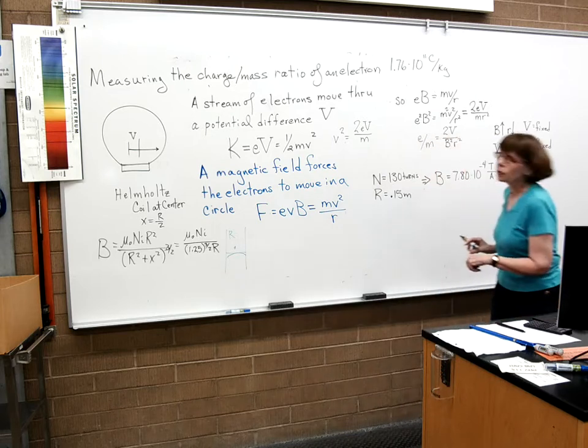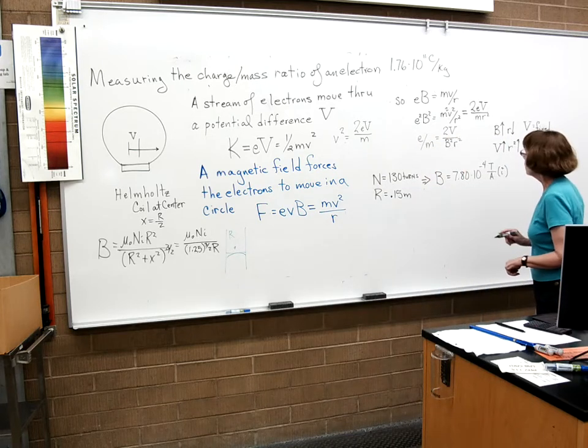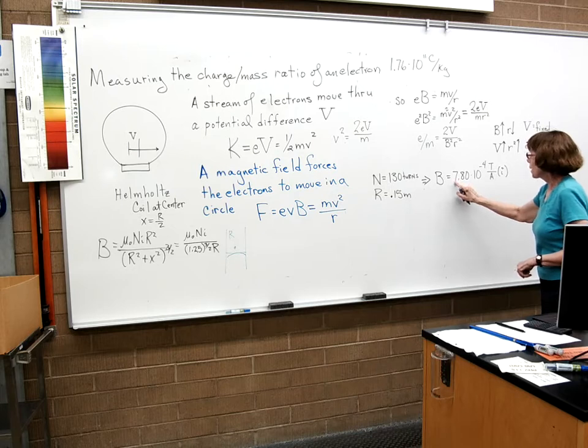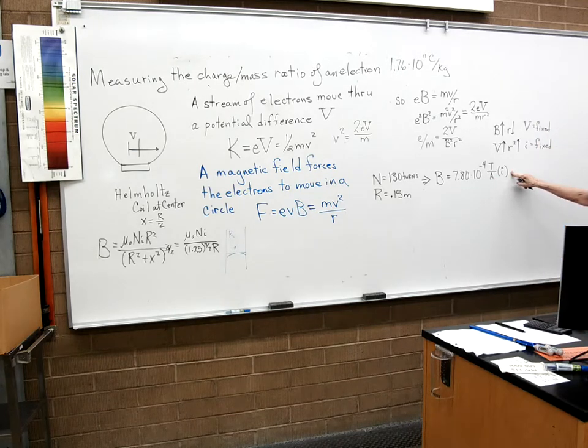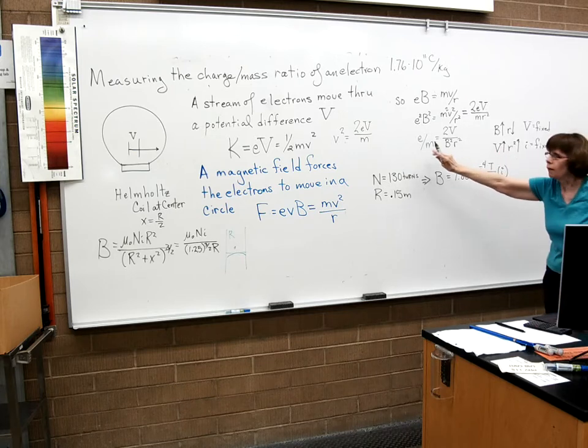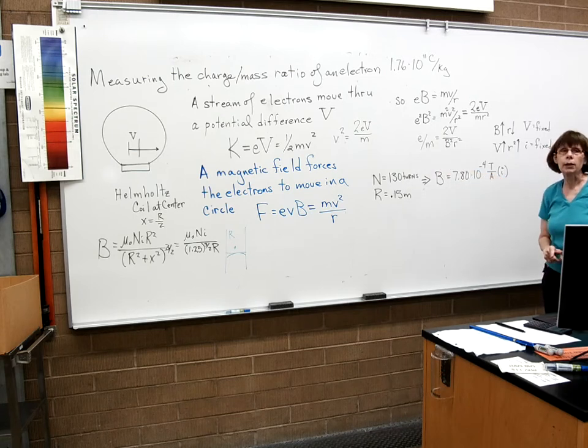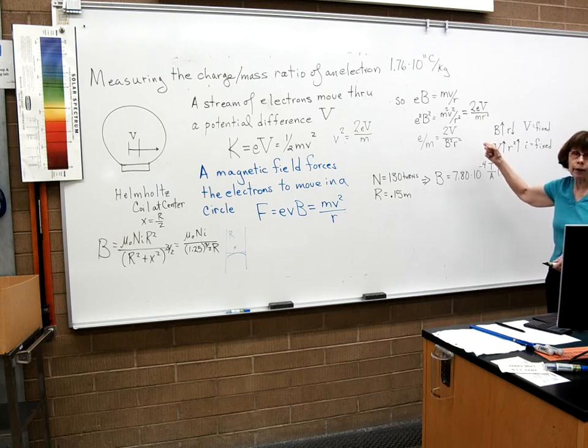Plugging in the values for what our Helmholtz coil happens to be, we get that the magnetic field is 7.8 times 10 to the minus 4 Teslas per amp times whatever current we have. So we can see here that the magnetic field goes up, the radius is going to go down if the voltage is fixed. If the current is fixed, the voltage will go up as the radius goes down, because this is a fixed value. So what we're going to solve for is the charge to mass ratio by varying the voltage and the current 5 times each.